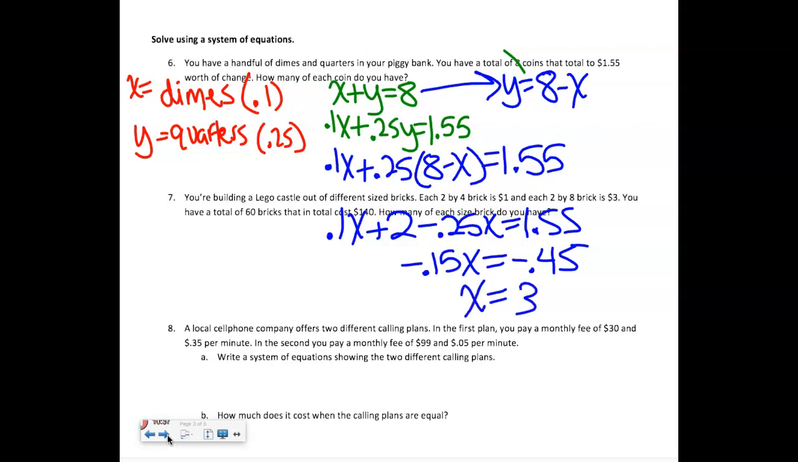Now take a moment. Does our answer make sense? Reminder, x represents dimes. Can we have 3 dimes? Yes, that answer makes sense. I'm going to write it up here. So that means our answer is 3 dimes.